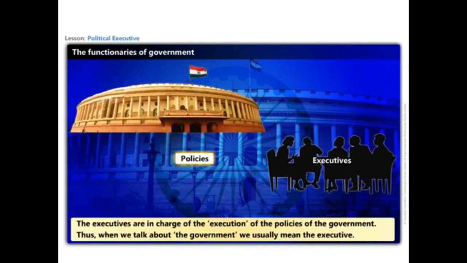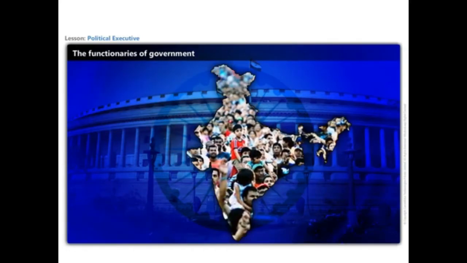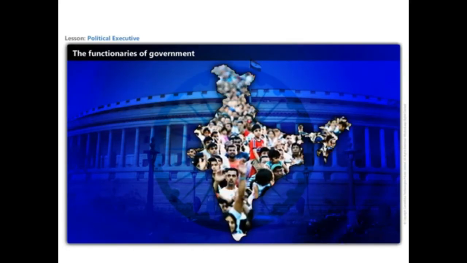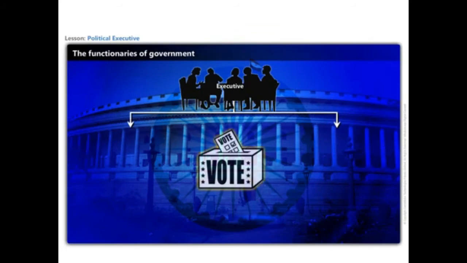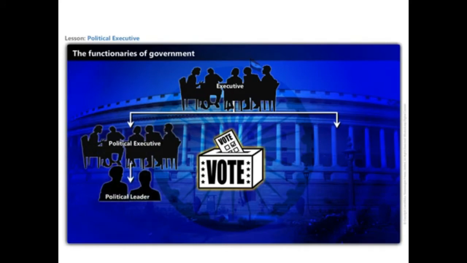Thus, when we talk about the government, we usually mean the executive. In a democratic country, there are two categories of the executive. One that is elected by the people for a specific period called the political executive. Political leaders who take the big decisions fall in this category.